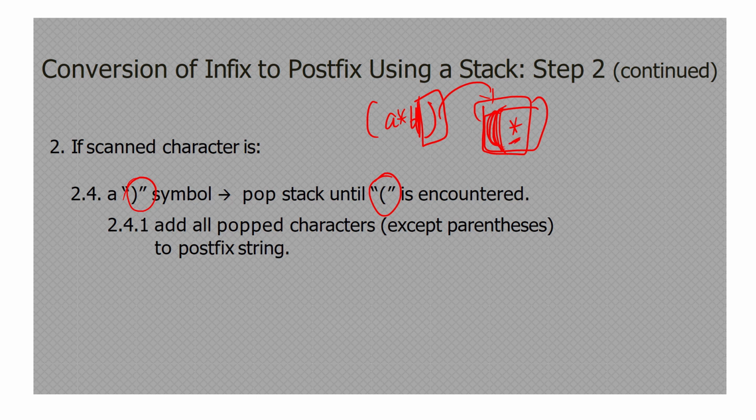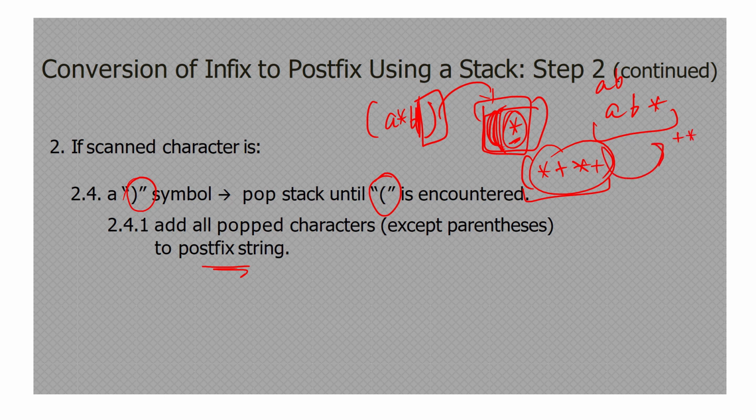So this star will be popped out, and it will be AB star in this case. Add all the popped characters to the postfix string. So whichever characters are there between this and this, all the operators will come here one by one. So it will be plus, multiply, so everything will be popped out.